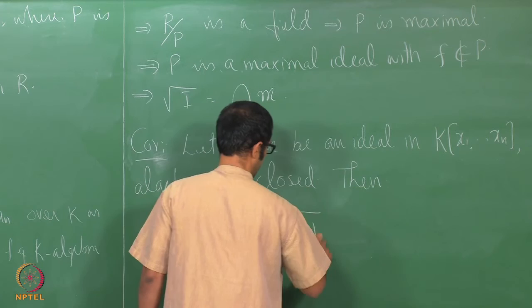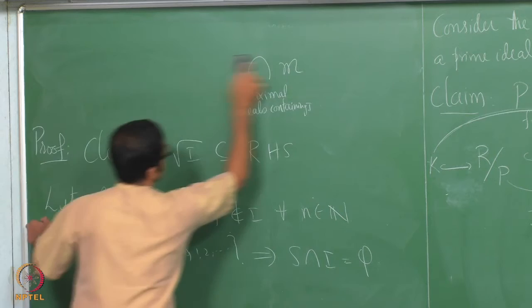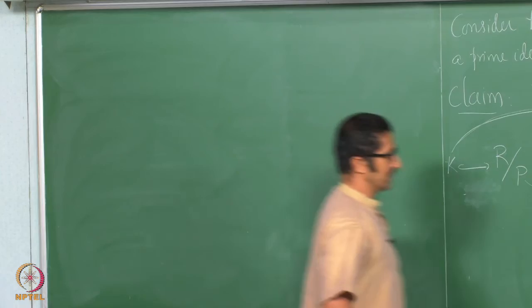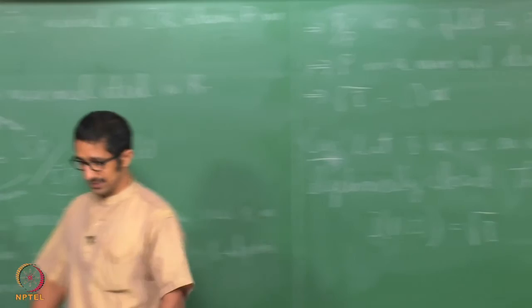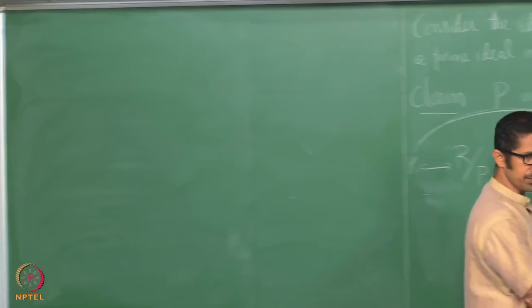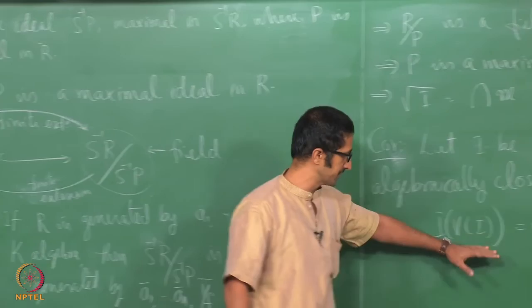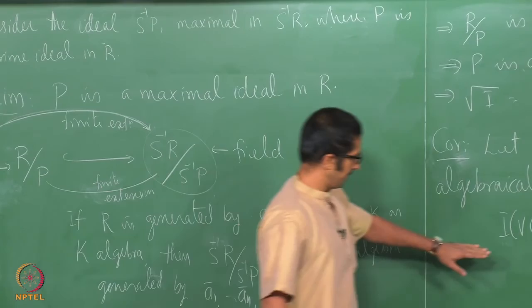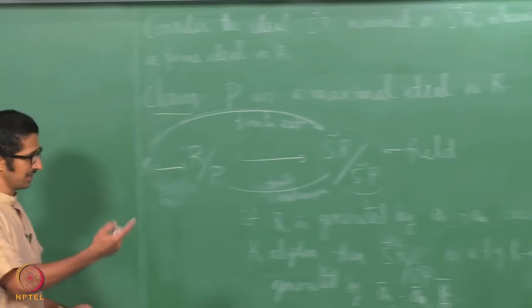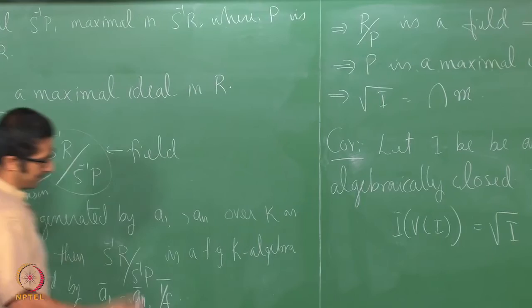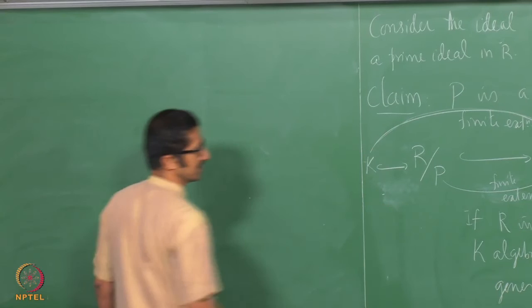In fact, we do not require K to be algebraically closed. One can prove this for any infinite field, and if you just search Google, there are a lot of different proofs using different techniques. But there is a nice proof using the Rabinowitz trick, which I'll leave it to you to read on your own. But I'll write it as a corollary of the earlier result.